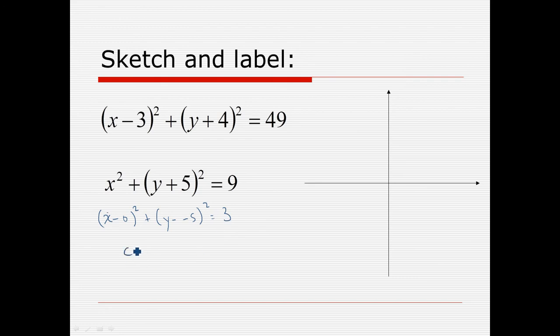So hopefully graph the center, 0, negative 5, and your radius is 3. So 0, negative 5, shift up 3, add 3 to the y coordinate, shift down 3, subtract 3 from the y coordinate, go right 3, add 3 to the x coordinate, go left 3, subtract 3 from the x coordinate, and sketch.